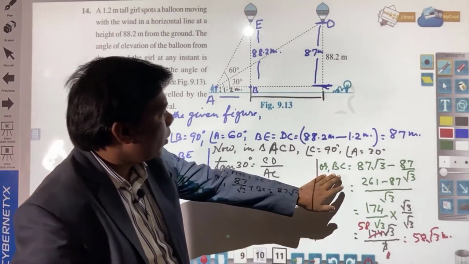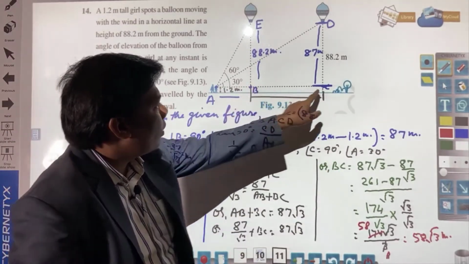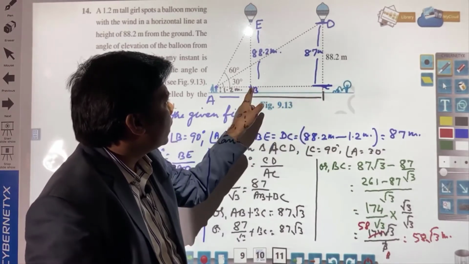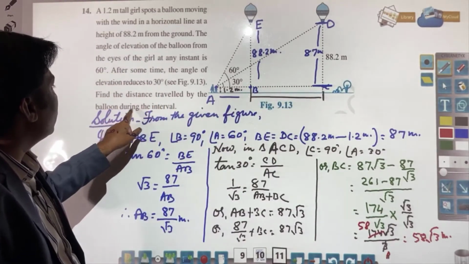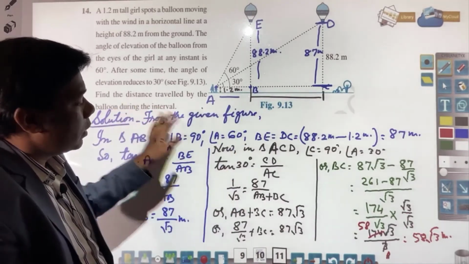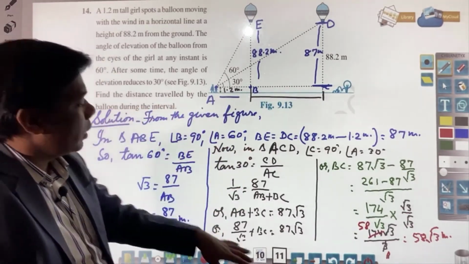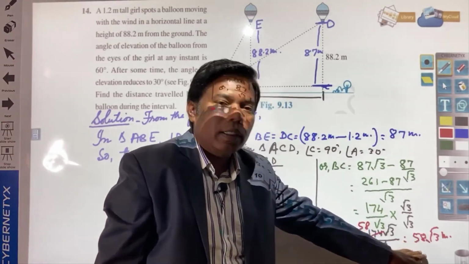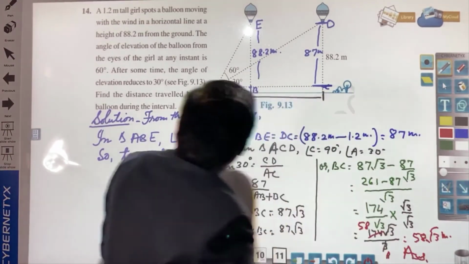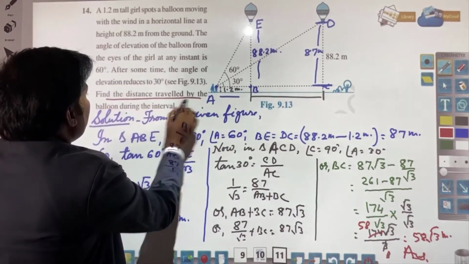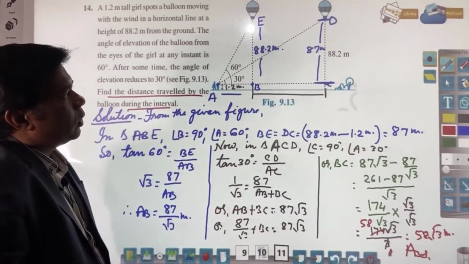What we have got is BC, the distance travelled by the balloon. So the distance travelled by the balloon during the interval will be 58 root 3 meter, and this is your answer. In the proper way, you need to write down the answer like this.